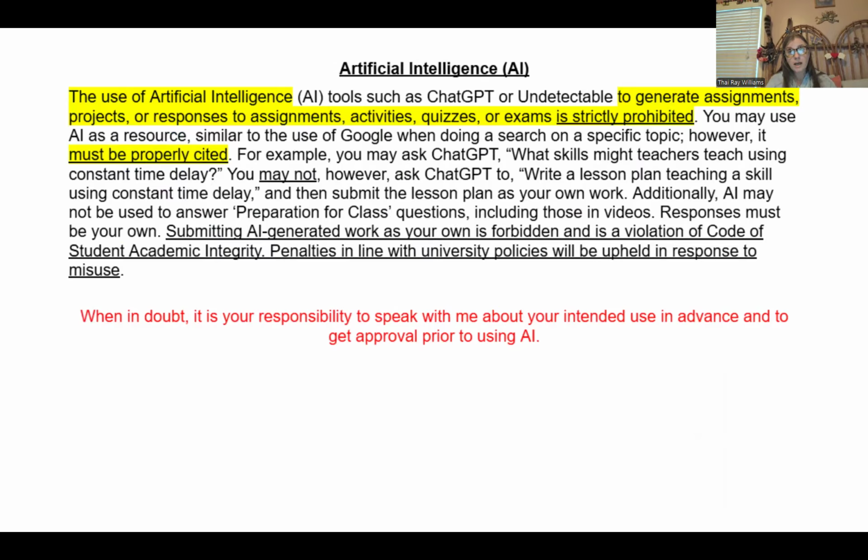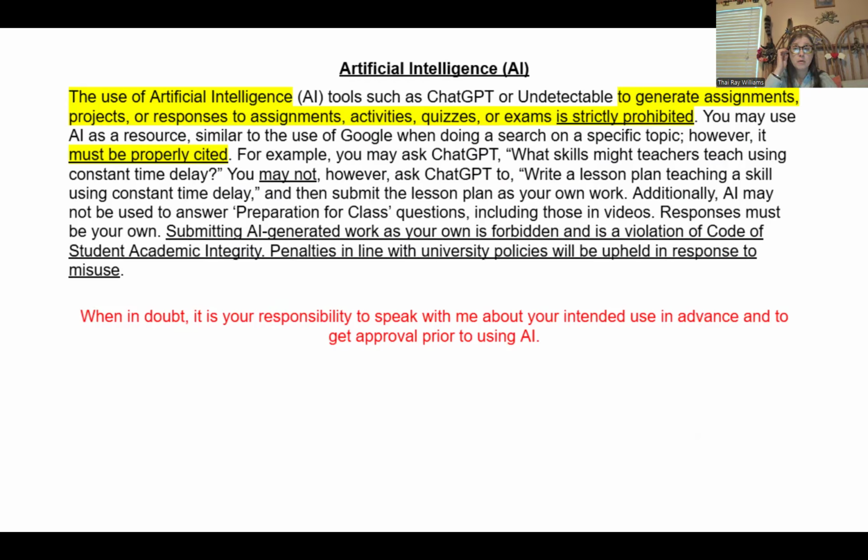All right, let's talk about AI. We are in college now, so AI is a big deal. So, the use of artificial intelligence to generate any kind of assignment, anything at all in this class, whether it's responses to assignments, projects, activities, in-class activities, exams, anything like that, it is strictly prohibited. Does that mean that you can never use AI? No, there can be some times that you can use AI, and I will tell you, and I will have it in writing, but you can't use it to generate, to write things for you. But you can use it kind of like a search engine.